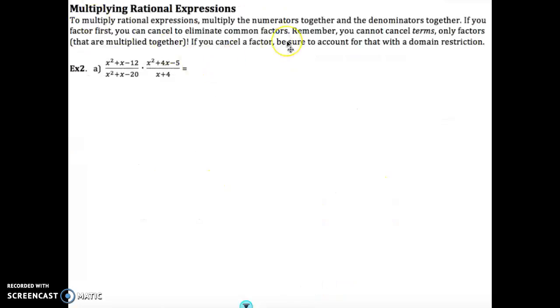As we move to multiplying rational expressions, again, make sure that you go ahead and factor, but I'm sure most of you are going to remember how to do this. Let me give you a moment to have a go, and then we'll check in together in just a moment.